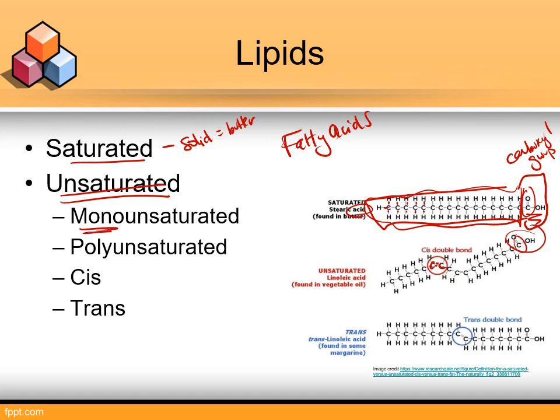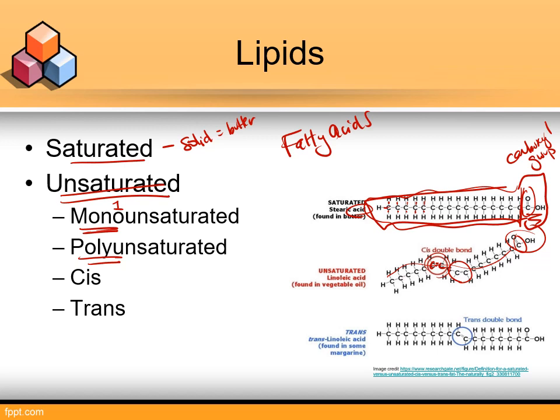If we have only one double bond between carbons in the fatty acid chain, going away from the carboxyl group, then we're going to have a monounsaturated fatty acid, just one double bond. Polyunsaturated, we can have multiple double bonds. Here we have one double bond, two double bonds. This is going to be polyunsaturated.